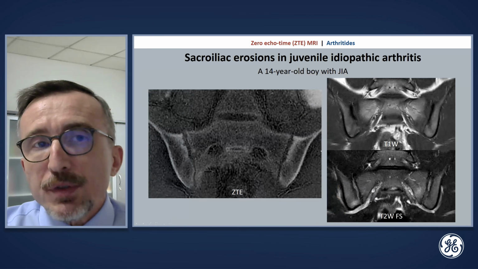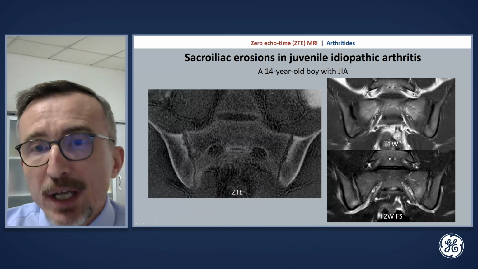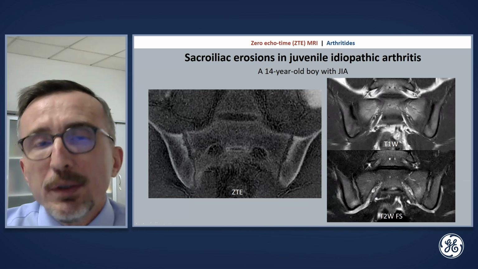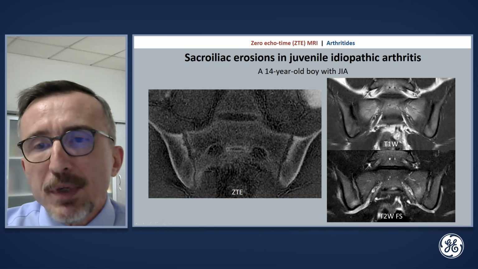Likewise, erosions in the sacroiliac joints in almost any age group, including the kids, where it's really a challenge with the ossification going on, are also well visible with the ZTE sequence here. You can see it here, not so well visible on this T1 weighted image here, and also on the T2 weighted fat suppressed image.